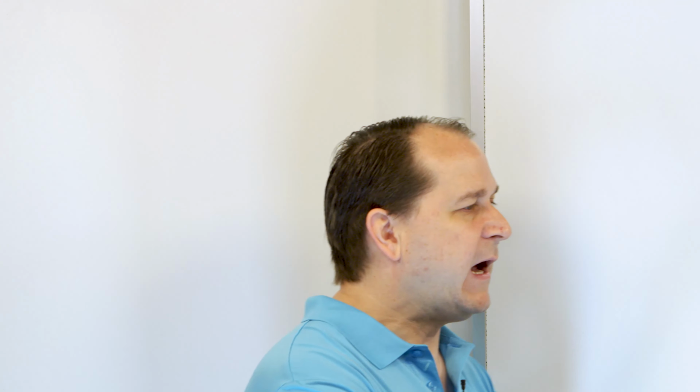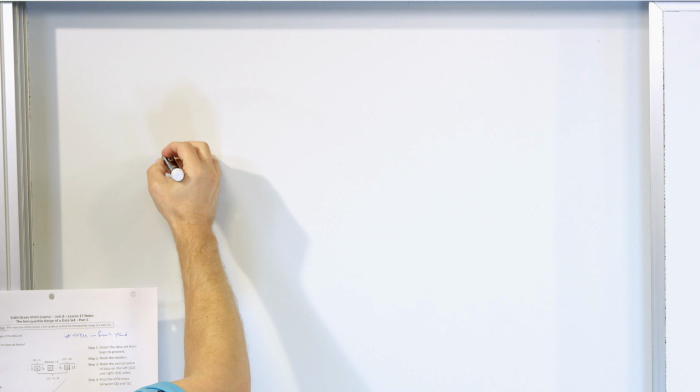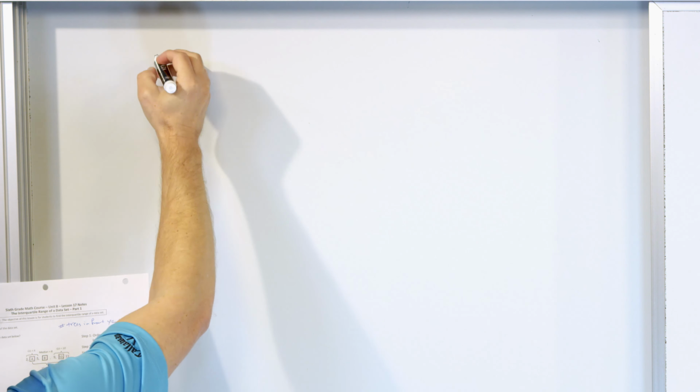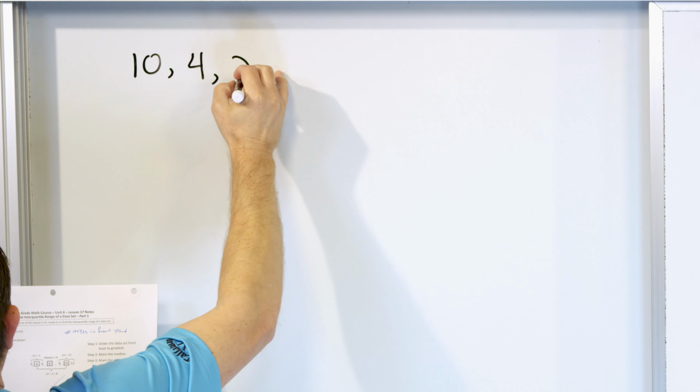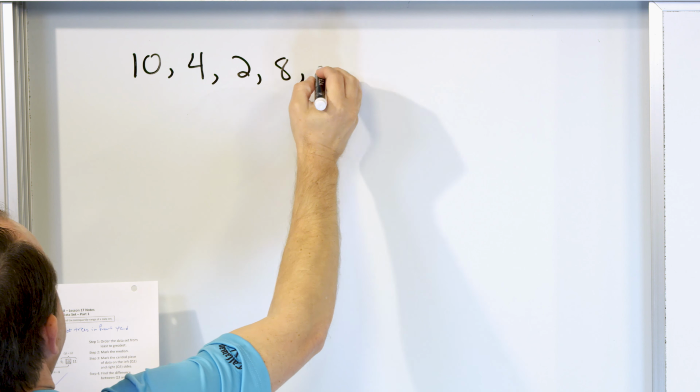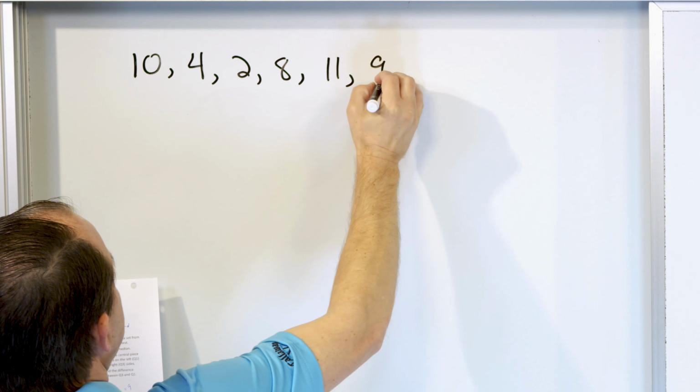In this lesson, the interquartile range is just another way to measure the spread of a data set. How dispersed, how broad is your data on either side of that middle value? All right, so let me just write some data down here, and we're going to take a look at what it all means, right? Let's take a look at the data 10, 4, 2, 8, 11, 9, 5.